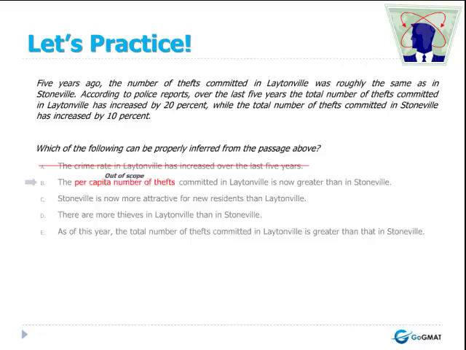Choice B is also out of scope. There is no information about the per capita number of thefts, which also requires population size data that is not included in the argument. Choice C is out of scope.